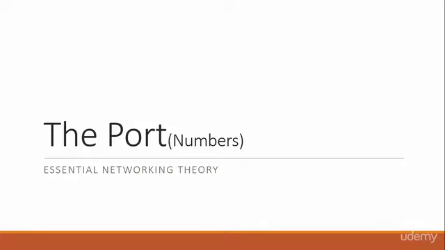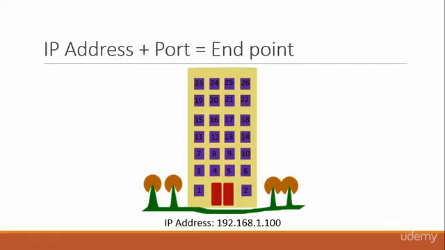In order to understand port numbers, we consider that our PC is an apartment building. This apartment building can be reached using a specific street address. In our computer's case, it will be an IP address. The building is further divided into apartments, and every apartment is identified by a unique apartment number.